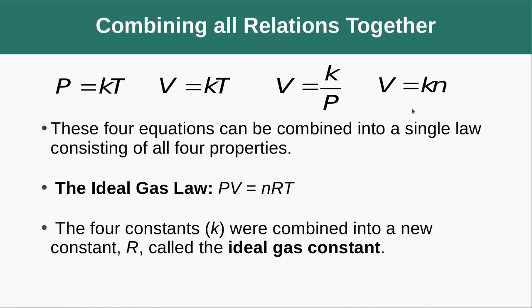If we look at these four relationships and we want to combine them together, the simplest way that we can do that is something called the ideal gas law. And it's PV equals nRT. So pressure times volume is going to equal the number of moles times R times the temperature, where R is a constant that is an amalgamation of all of those other constants in these other formulas up here.